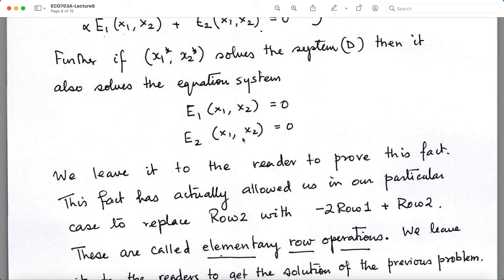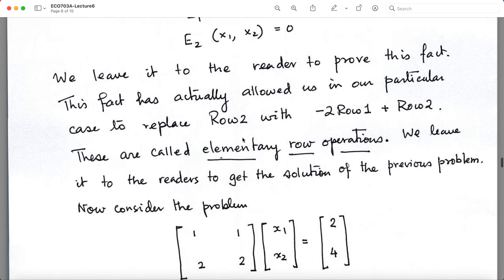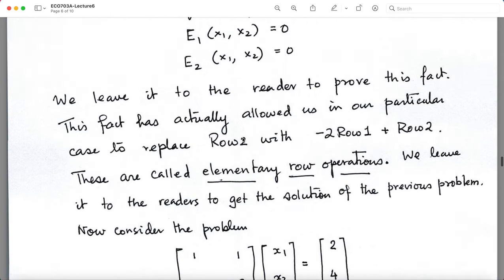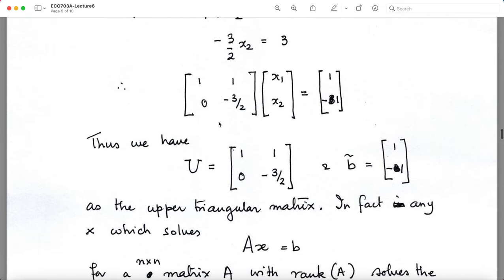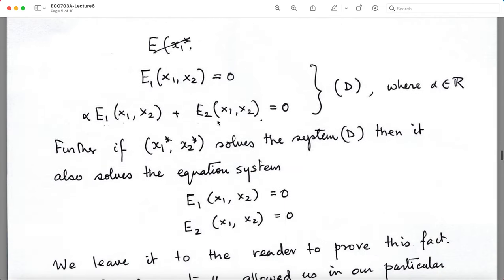So these operations that we are going to do are called elementary row operations. And of course, for the above problem, you can find the solution completely: 1/3, 2/3, I have just told you.